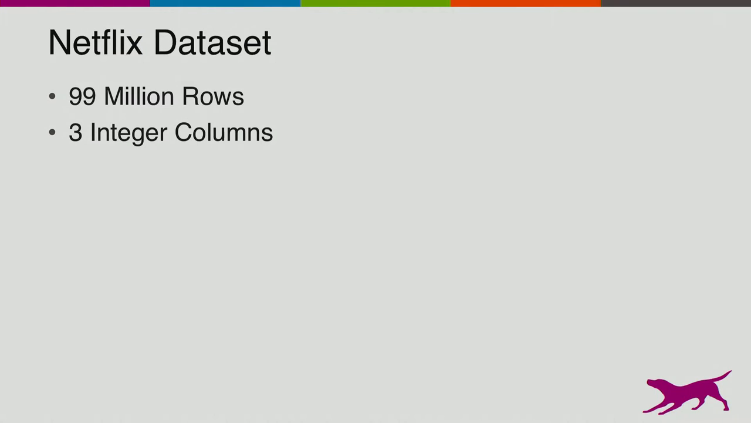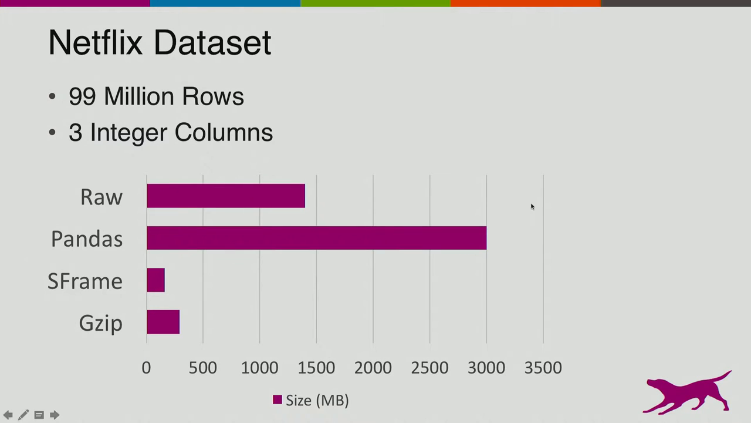If you look at this Netflix data set from a few years ago, which is really big data, 100 million rows and three integer columns. If you store it in raw text format, it's about 1.4 gigabytes. If you load it in a Pandas data frame, it's actually 3 gigabytes because a Pandas data frame has all those indexing overhead. In SFrame, it only costs 160 megabytes. It's about 1/10 of the size. And also SFrame is on disk. So it consumes absolutely zero memory.